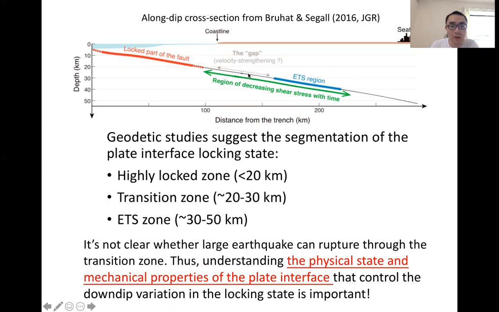It is not clear whether a large earthquake can rupture through the transition zone into the ETS zone or not. So it is very important to understand the physical state and mechanical properties of the plate interface that control the downdip variations in the locking state of the plate interface.